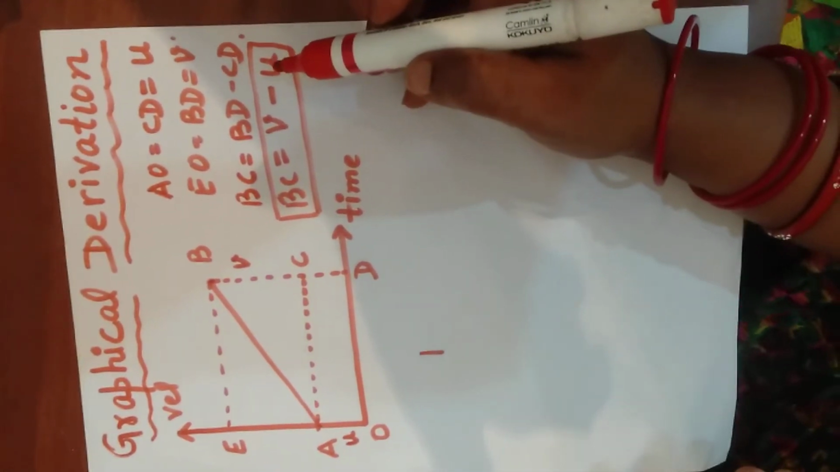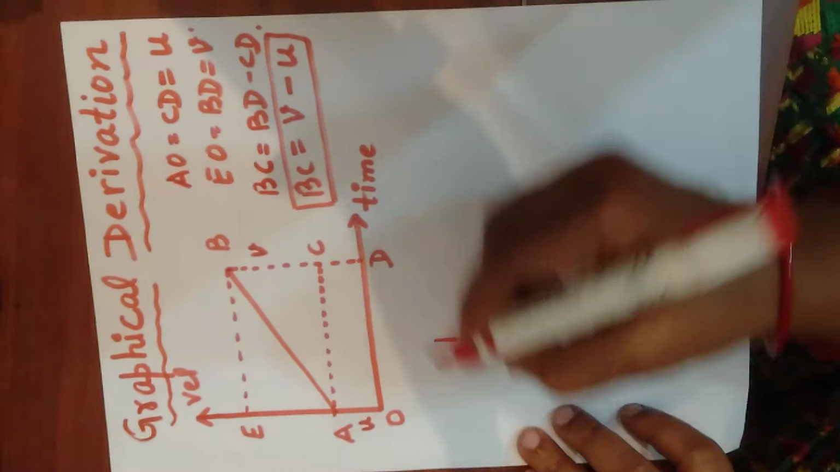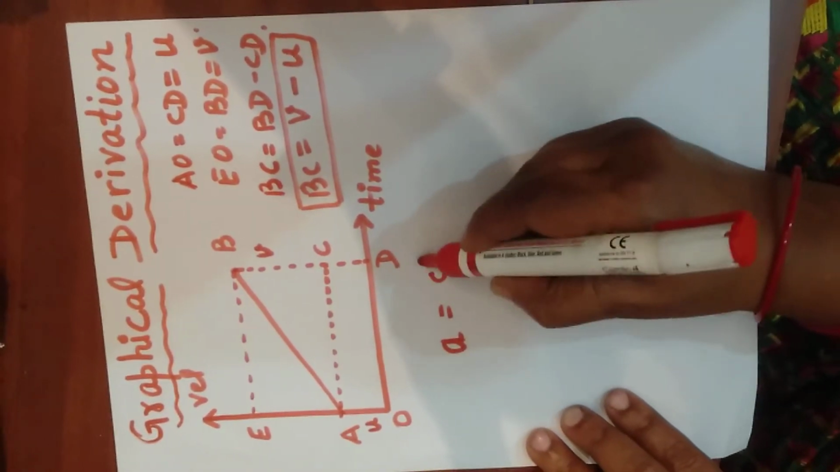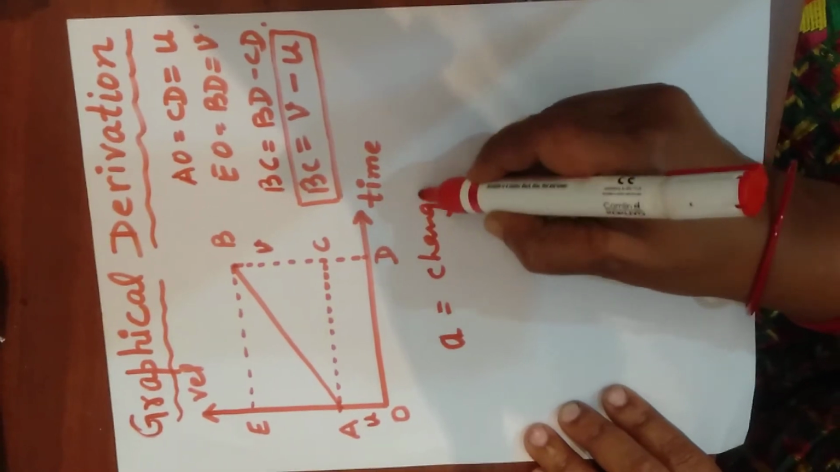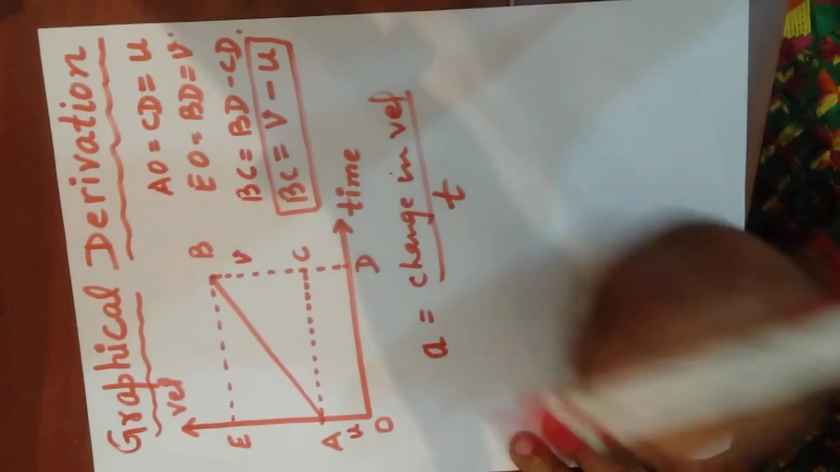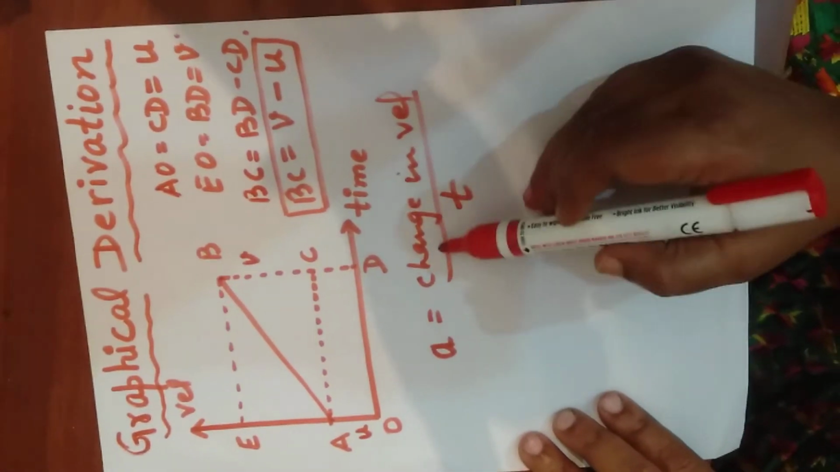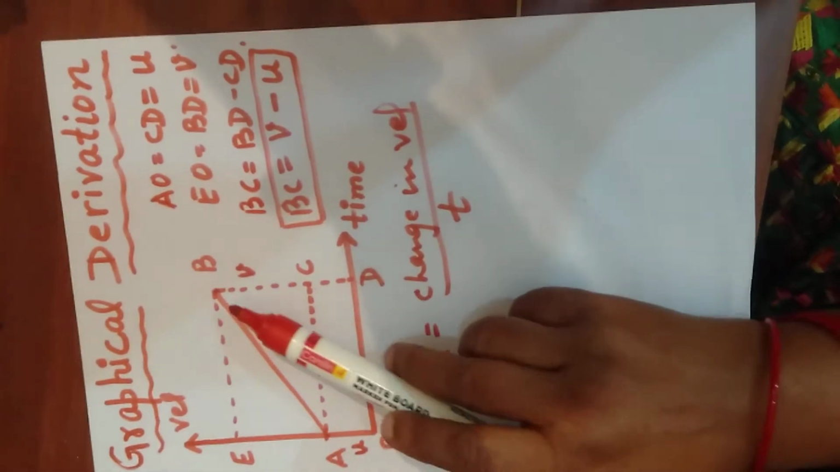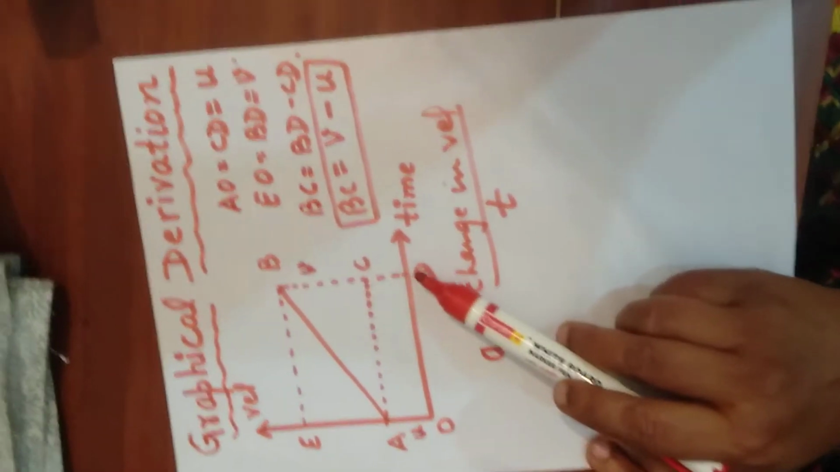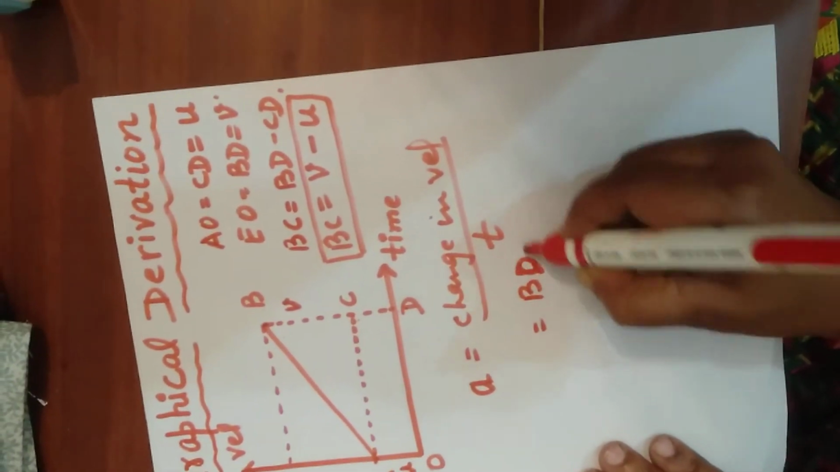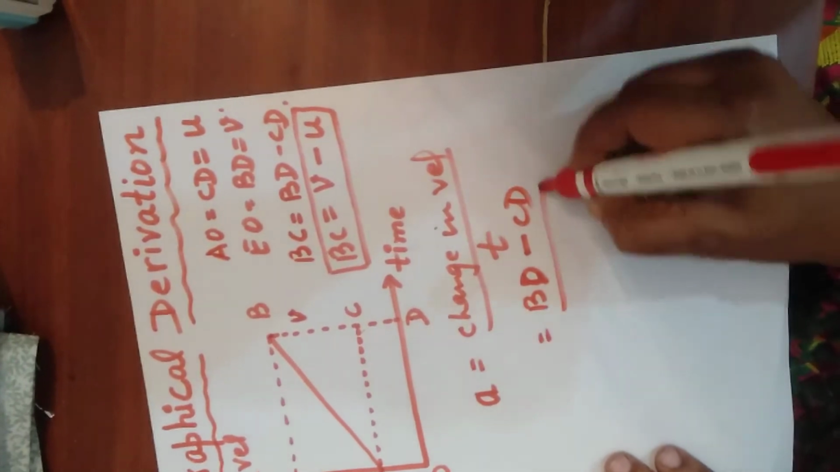Now one thing you know, what is acceleration? Acceleration is the rate of change of velocity, that is A is equal to change in velocity upon time. This is your acceleration. And see the graph, what is change in velocity? First the velocity is CD and then the velocity is BD. So what is the change? Change is BD minus CD. So change in velocity is BD minus CD, right?